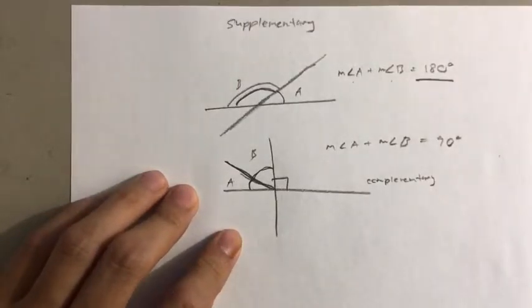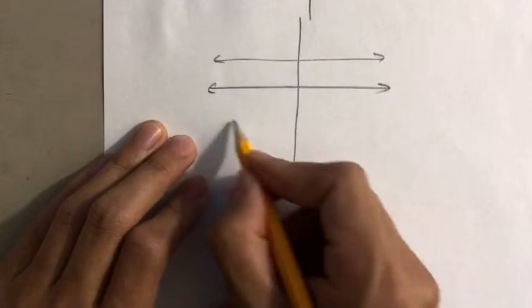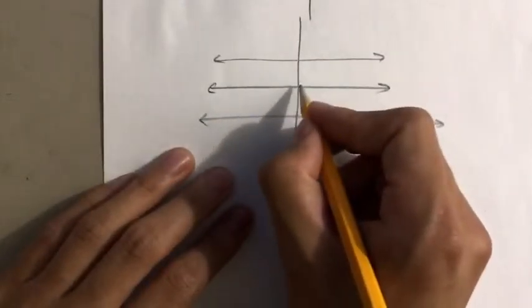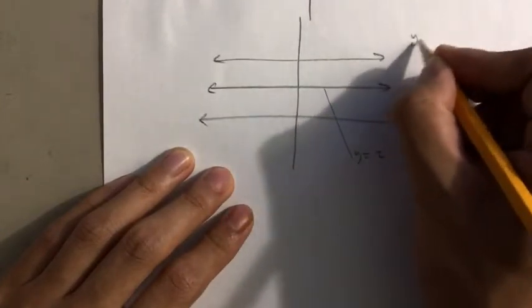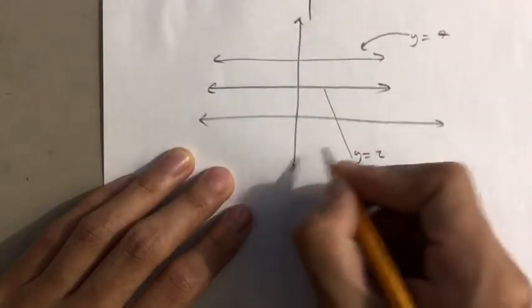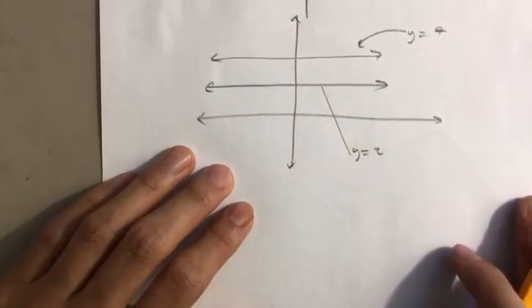Now, here's something else that you should know. What are parallel lines? Parallel lines are simply lines that have the same slope and that never intersect with each other. If you took my algebra course, you know that parallel lines have the same slope. So let's just say that's y equals 2, and this one is y equals 4. They never intersect with each other. So those are parallel lines.